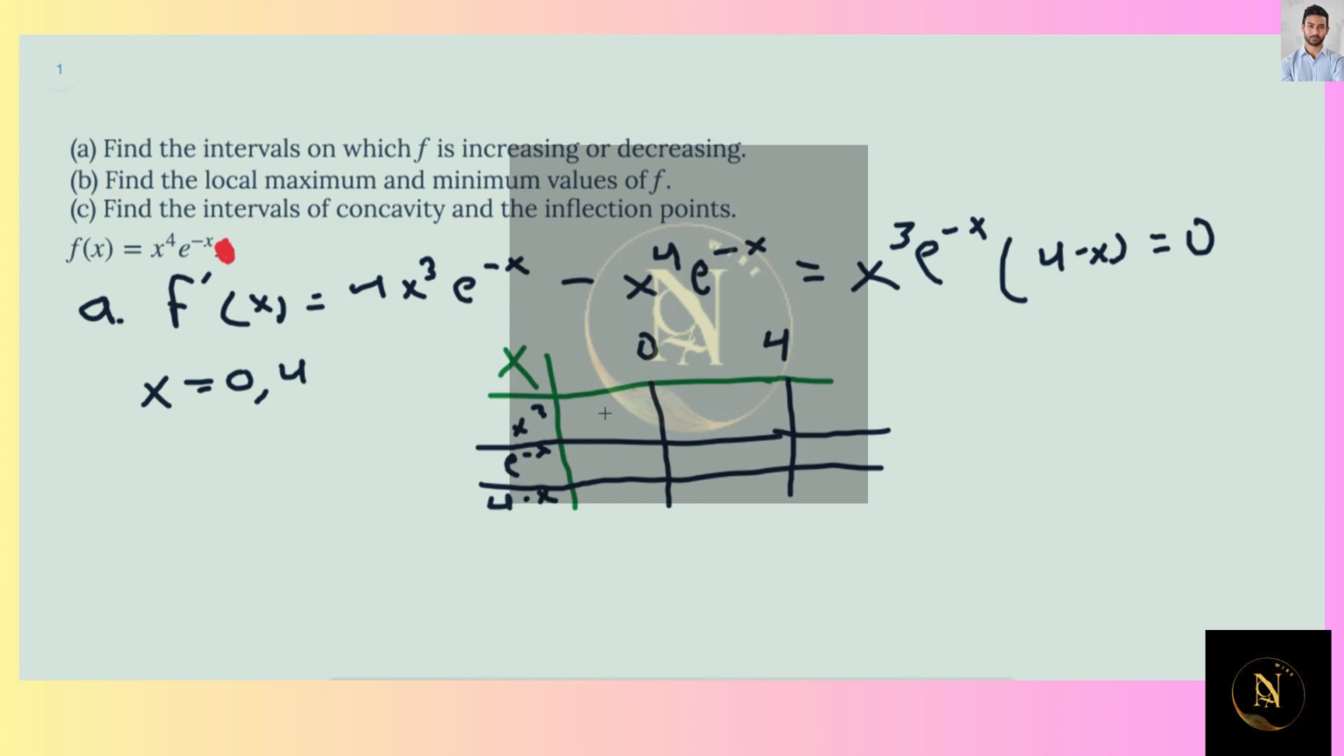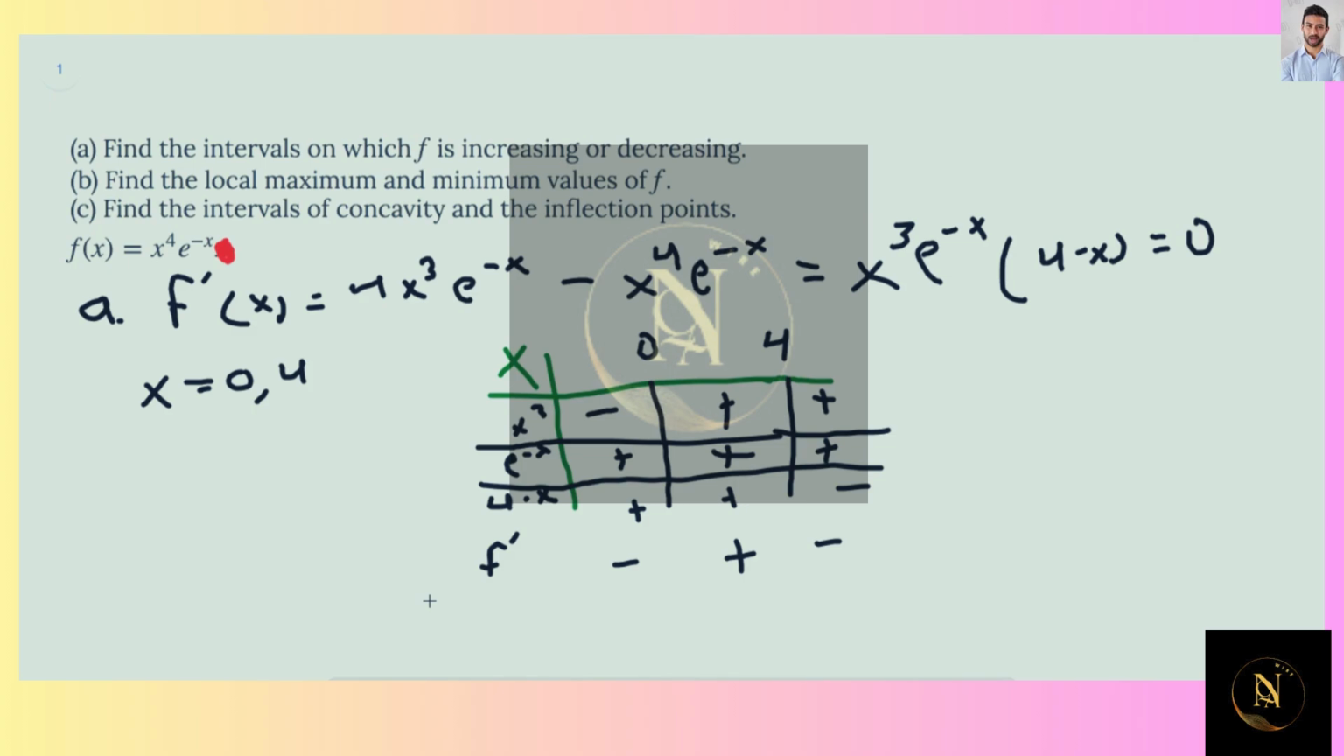So for numbers less than 0, we get negative for x cubed, positive, positive. And e to the negative x will always be positive because that's an exponential function. And then for 4 minus x, there will be positive, positive, and then negative. Now you multiply these to get the sign of f prime. So negative times a positive times a positive is negative, and then positive times positive is positive, and then positive times a negative is negative.